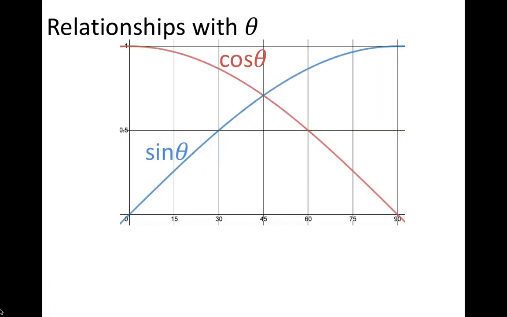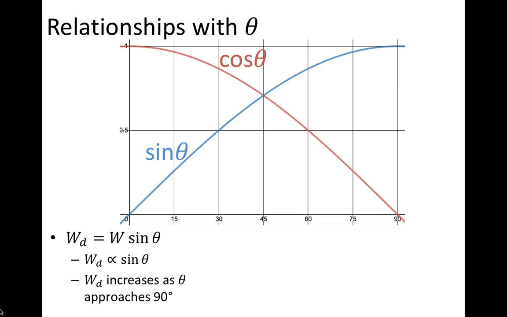Now, here's some patterns that you should be paying attention to. Here are the graphs of sine and cosine for angles between 0 and 90. We don't care about any angles bigger than 90 because then you'd be beneath a slanted surface, and we're really never going to have that type of situation. The downhill component is equal to weight times sine theta, and you should notice from this graph that sine theta increases as the angle increases. Sine theta approaches 1, and so the downhill component of the weight is going to increase as theta approaches 90.